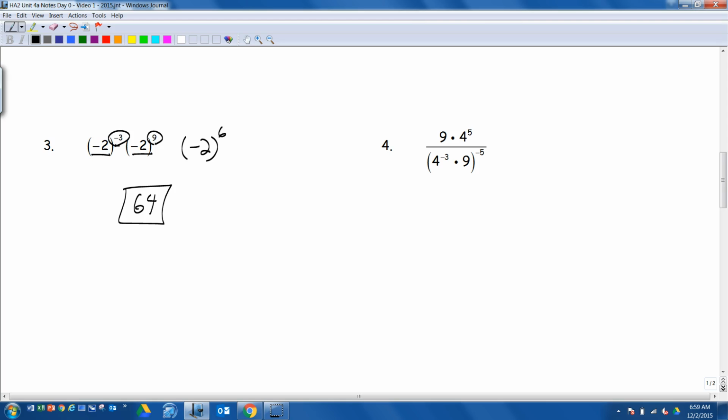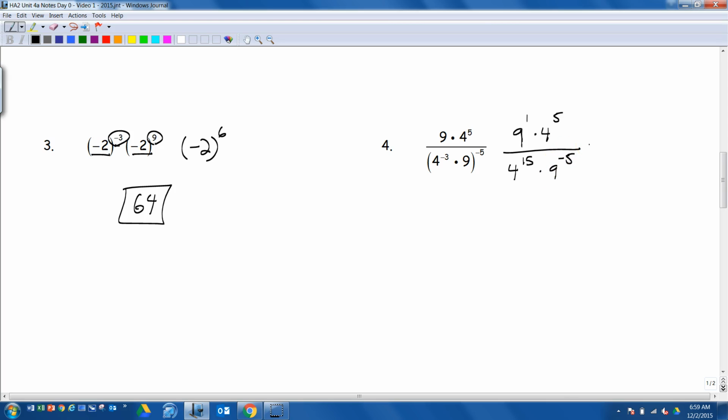Alright, so here's a little trickier one. We have 9s and 4s, so I'm going to keep them with 9s and 4s. I'm not going to break them down. I have 9 to the 1st times 4 to the 5th. Again, you cannot multiply these numbers together. The only time you can multiply numbers is if the powers are the same, but they're not the same. And here I have 4 to the negative 5 times negative 3 is 15, and 9 to the negative 5.